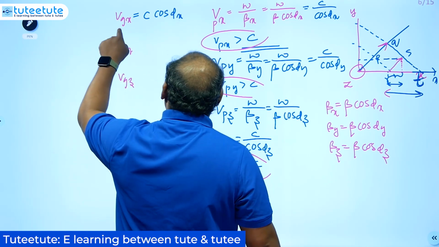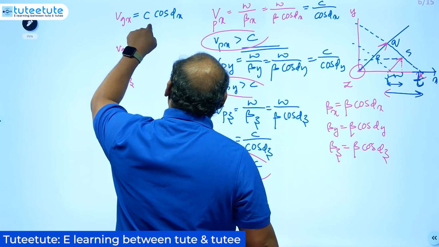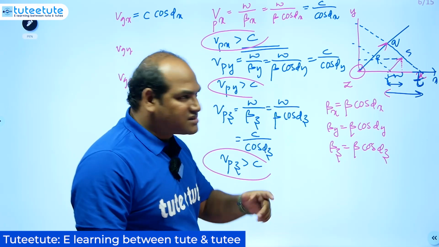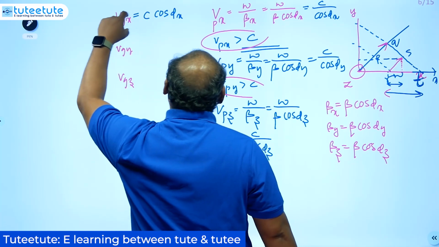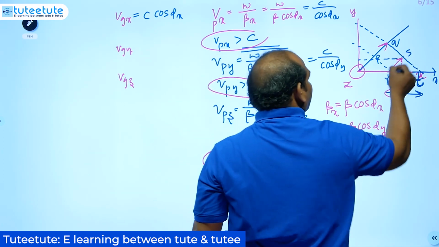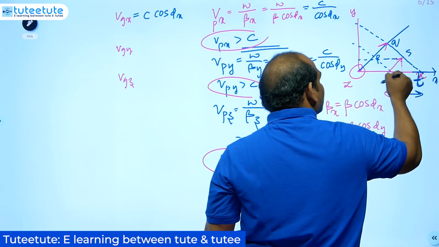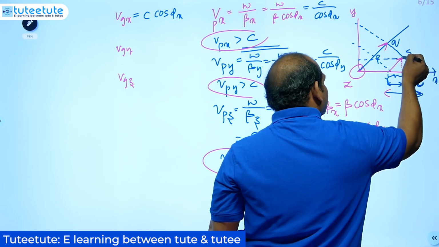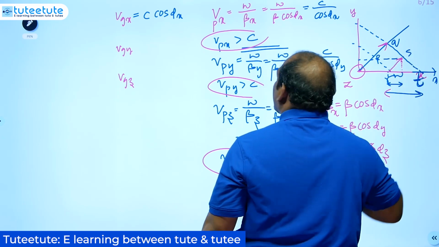How did we get this one? We are writing the velocity component. That's why the total velocity is the light velocity only, because the electromagnetic wave is traveling in free space with light velocity. So that is what I have taken. But this is the group velocity along the x-axis, so we have to take a component of it. This is C, the complete velocity, we have taken as light velocity, and the component is given by cos phi x.